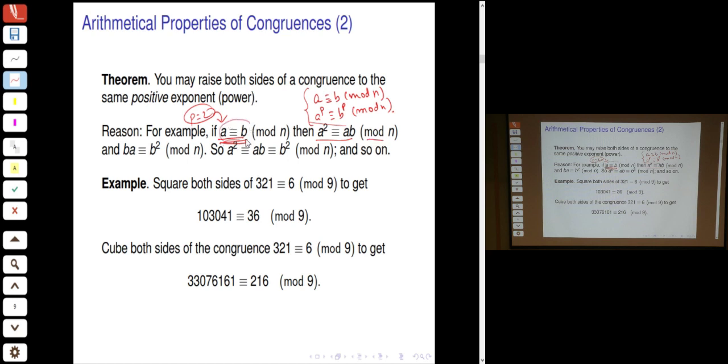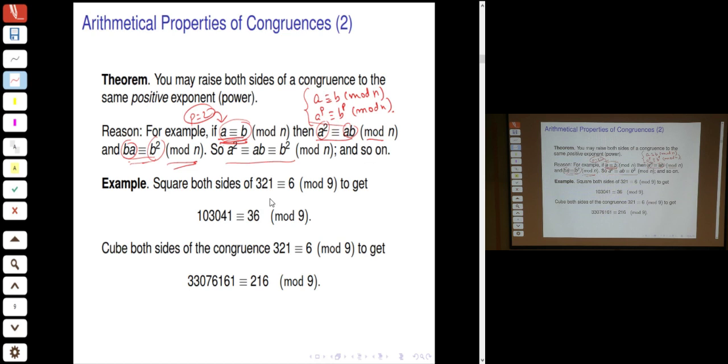Similarly, you can take the same congruence and multiply both sides by B. This would give you BA is congruent to B squared mod n. But AB is equal to BA. So, if A squared is congruent to AB and BA is congruent to B squared, that means A squared must be congruent to B squared mod n. So, this shows that if A is congruent to B mod n, A squared must be congruent to B squared mod n. Similarly, you can do it for other powers.